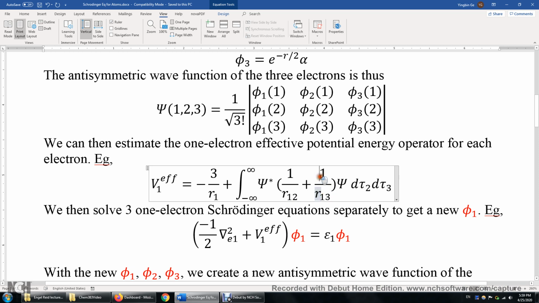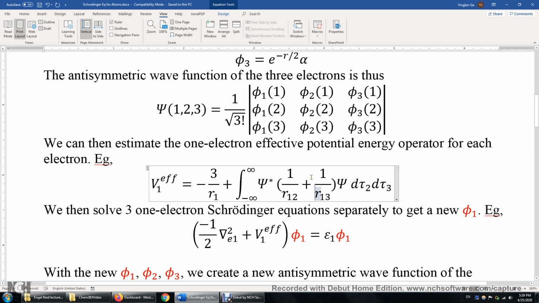In SI units, this one should be e squared over 4 pi epsilon r13. But again, in atomic units, the charge of the electron is -1, so -1 squared is 1. And then 4 pi epsilon is 1. 1 over 4 pi epsilon is also 1, therefore it's simplified here.